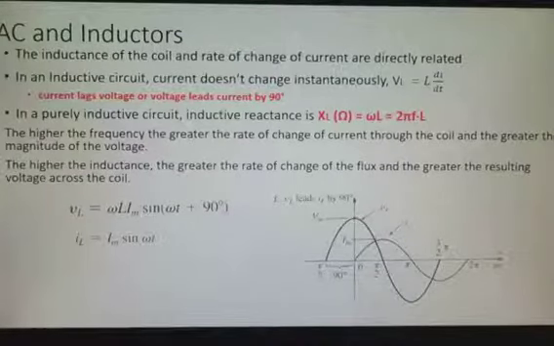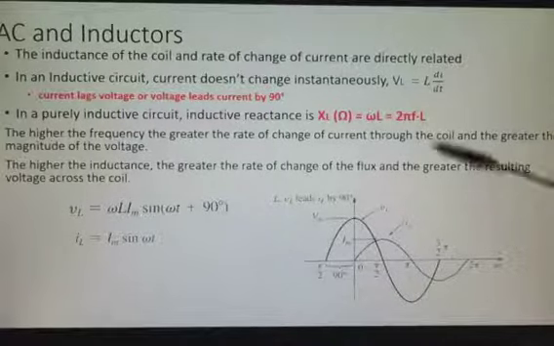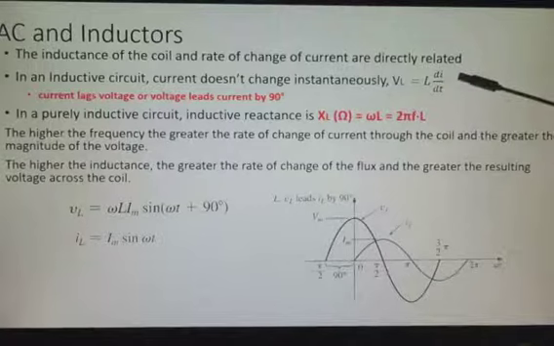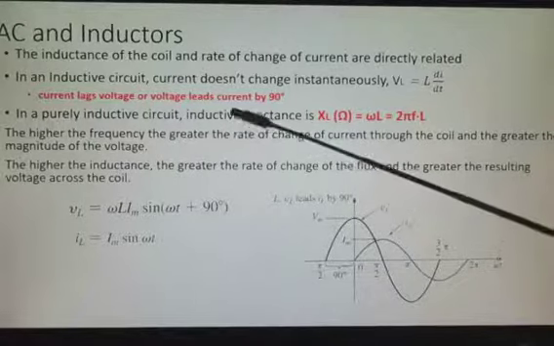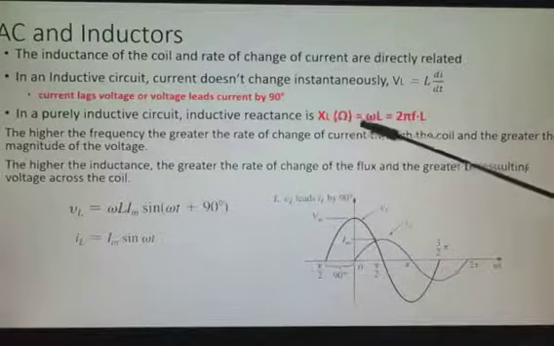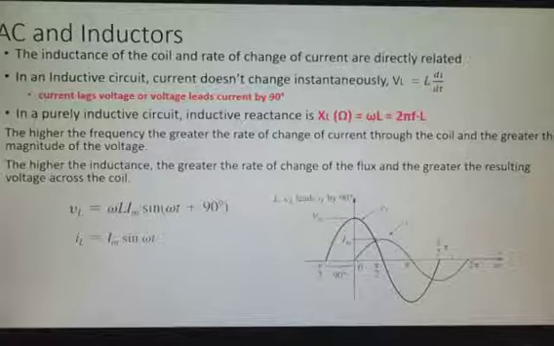However, in inductance, the inductance of the coil and rate of change of current are directly related. In an inductive circuit, the current doesn't change instantaneously. We have di/dt. So current will lag the voltage, or you could say voltage leads the current, by 90 degrees. And if it's a purely inductive circuit and you're trying to compute the inductive reactance, X sub L equals omega L, which is 2 pi times the frequency times the inductor value in henries.